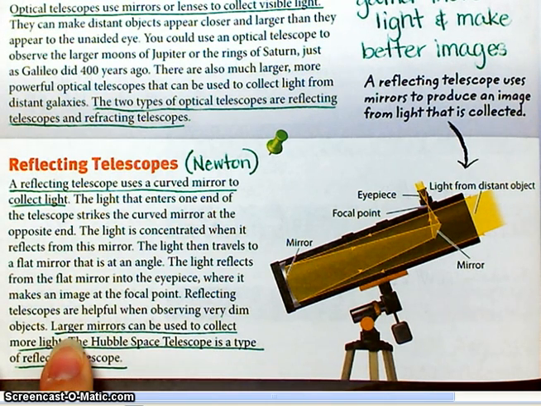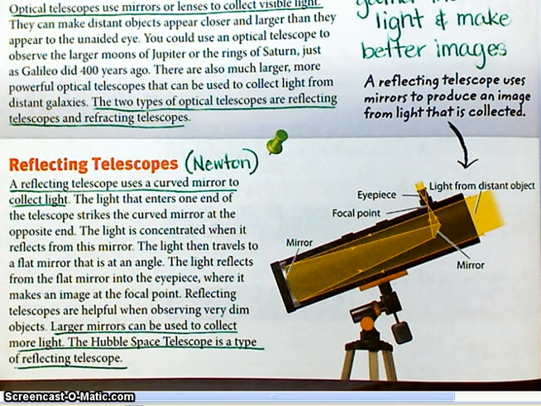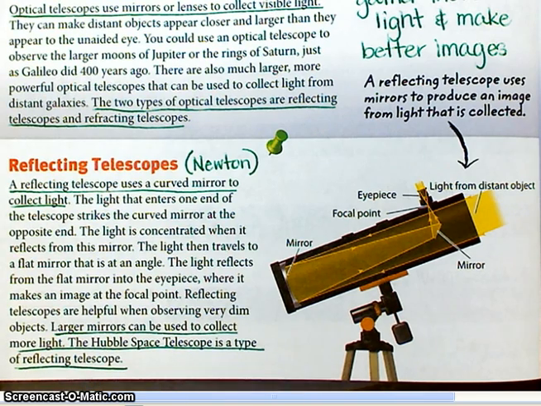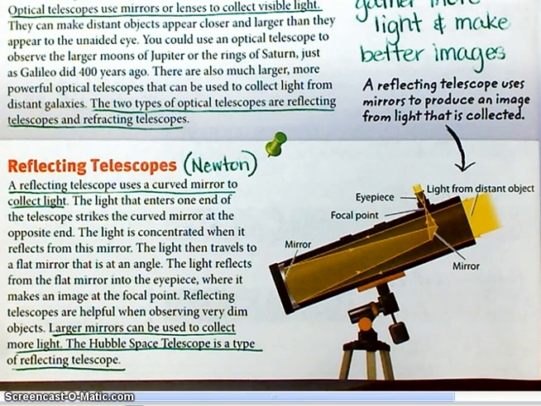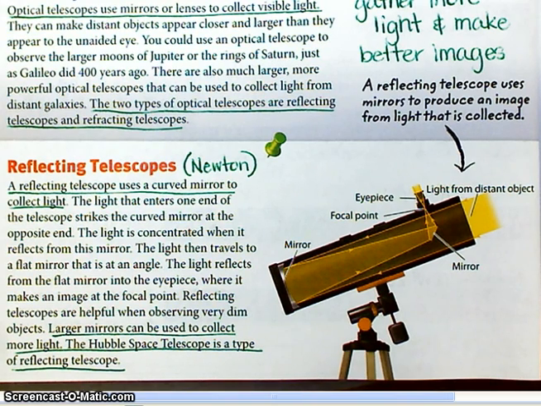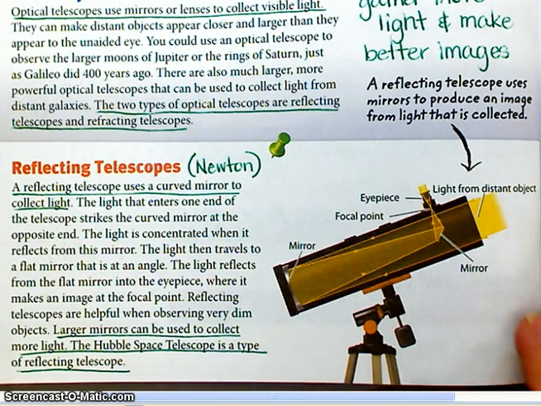The larger the mirror, the more light you can collect, and that's true of refracting telescopes too. The larger the lens, the more light you can collect. Large mirrors typically are used to collect more light. The Hubble Space Telescope is a type of reflecting telescope. The Hubble Space Telescope is actually a telescope that we have out in orbit around Earth that scientists control remotely by computers to aim it at certain things and look at all sorts of things.